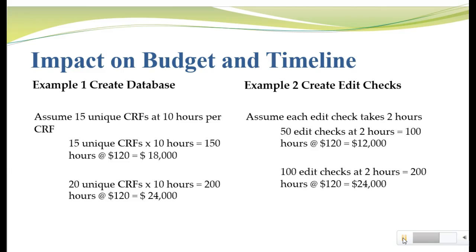Now look at example 2. Here we assume that we would create 50 edit checks, and that it would take 2 hours to create each edit check, which meant we'd spend 100 hours doing the work and be paid $12,000. But what happens if we find out the data is more complex than we expected, and the client wants us to program an additional 50 edit checks? Well, now we're doing $24,000 worth of work, but only being paid $12,000 for it. In other words, between the additional 5 CRFs and the 50 additional edit checks, we've lost $18,000.